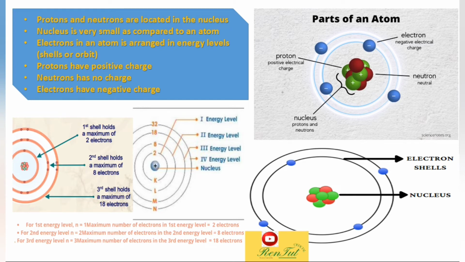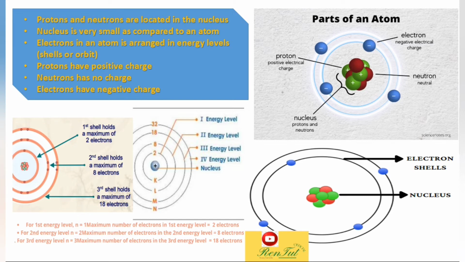So every orbit keeps moving ahead, and has energy levels. Okay, so protons have positive charge, neutrons have no charge, and electrons have negative charge. Now we will see the first shell, which is nearest to the nucleus. It will hold a maximum of 2 electrons. This is for the first energy level, where n, or the orbit level, is equal to 1. So the maximum number of electrons in the first energy level is 2.